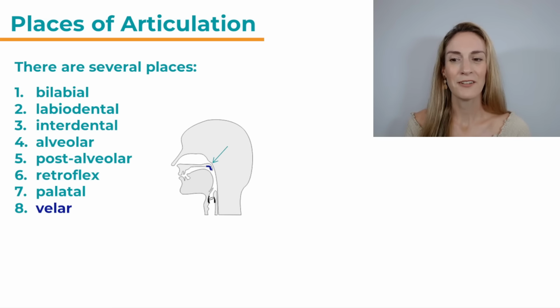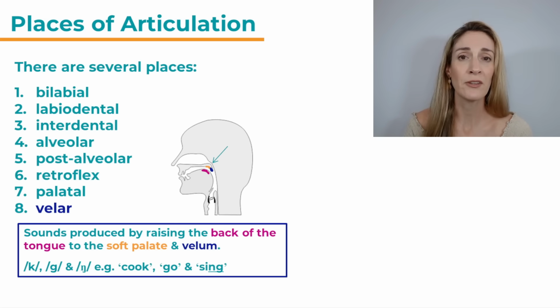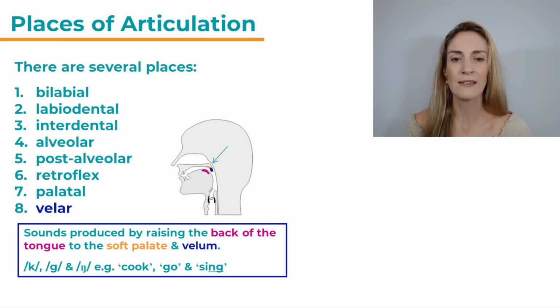Next one, we have velar. Now those sounds are produced by raising the back of the tongue. So we're not the tip, not the middle bit, but the back of the tongue to the soft palate. That's even further back from the hard palate and the velum. And the velum is the little thing that is hanging freely. If you open your mouth really wide in front of a mirror and you say ah, you can usually see it hanging from the roof of your mouth, and that's the velum.